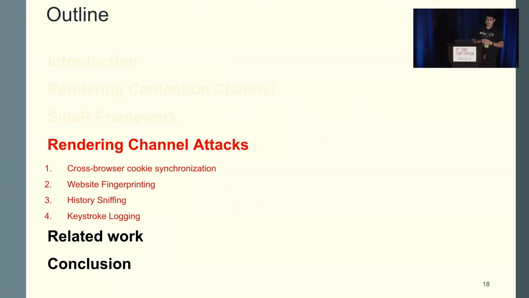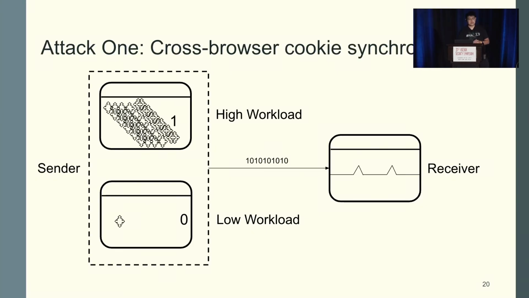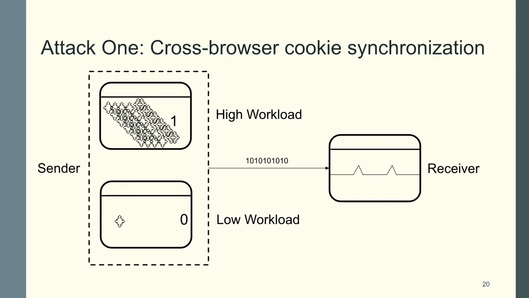So we demonstrate the 4 attacks according to our set rendering framework. And because of the time, we can only introduce 2 of them. The first is cross-browser cookie synchronization. In this attack, we have 2 different parts, the sender and the receiver. The receiver runs a stable rendering workload, and the sender has 2 different styles, the high workload style and the low workload style.